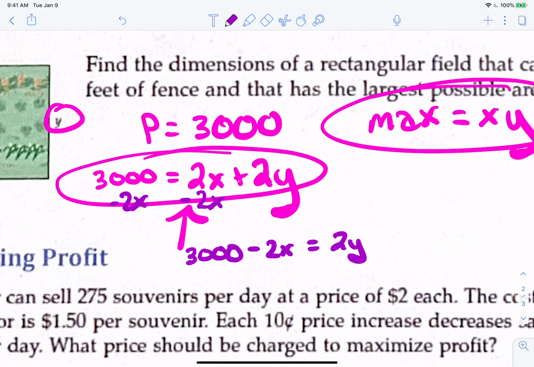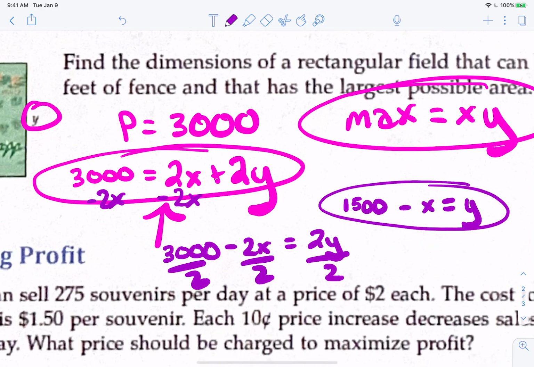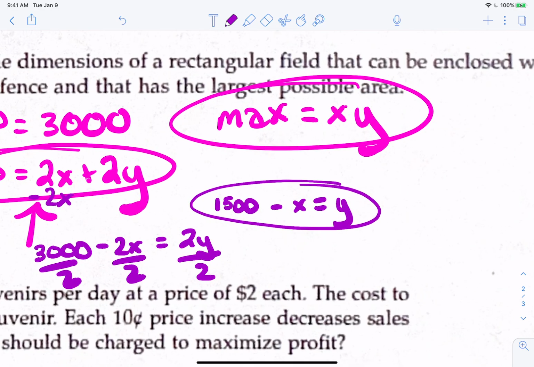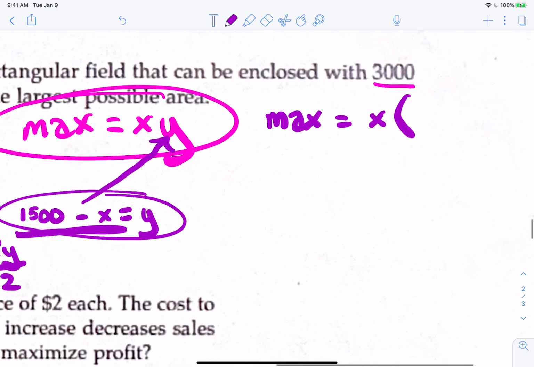Okay, and then what? Divide by 2. Divide by 2, divide by 2. So y is equal to 3,000 divided by 2 is 1,500 minus x. Hey, that comes out kind of nice. 1,500 minus x. All right, then I take this y, 1,500 minus x, and I plug it in for y there. So I want to find the maximum of x times that 1,500 minus x. Okay, I'll stop for just a second.